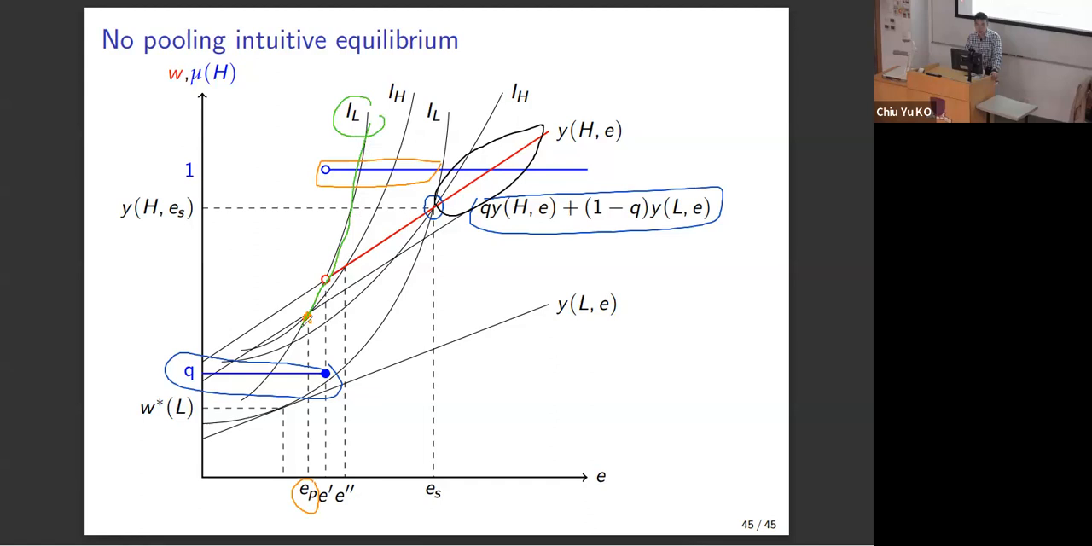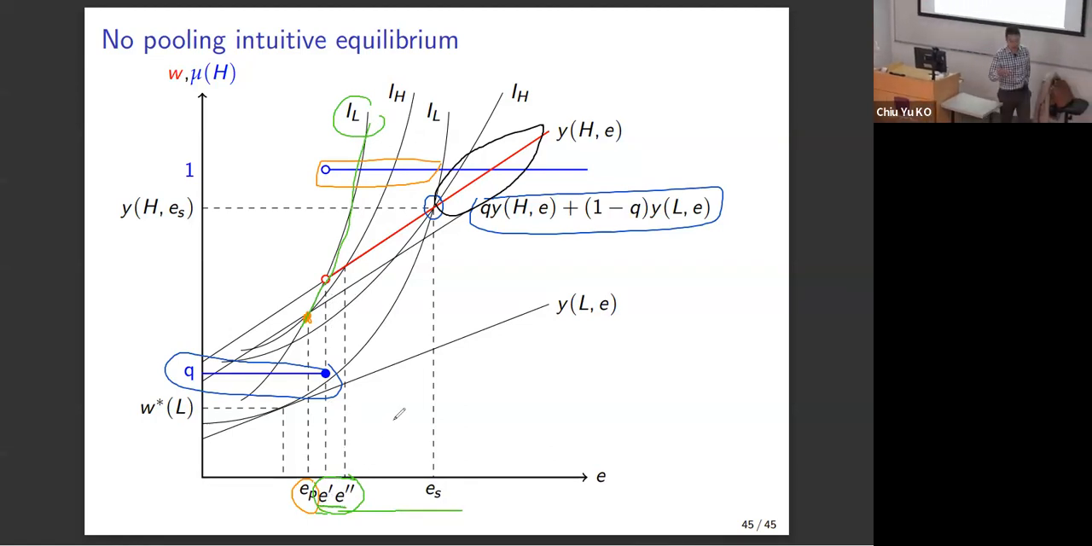Okay? It means that whenever I see E prime or above, it can't be a low type, right? Because in equilibrium, the best is like this. Along the equilibrium, everyone could do this. If I see education more than E prime, between E prime and this, it must be a high type, right?